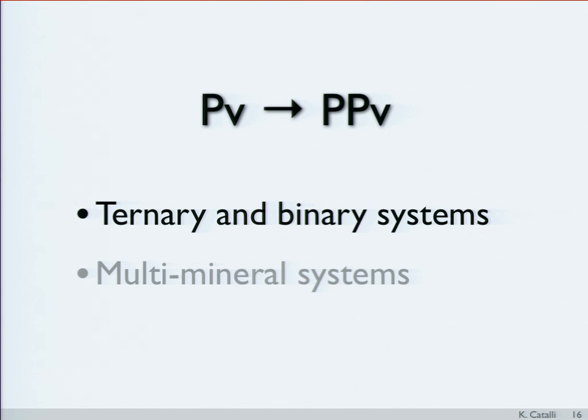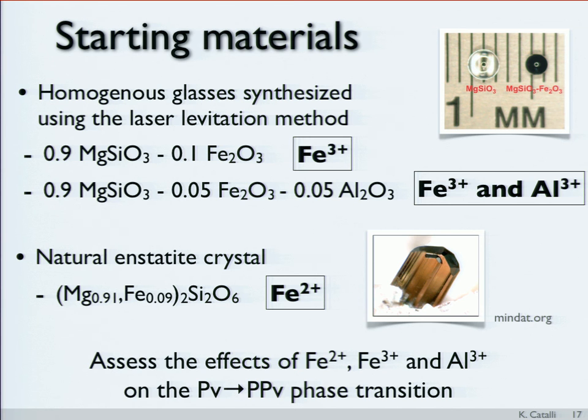So I'm going to split up the talk into two parts, looking at the perovskite to post-perovskite transition, PV to PPV. The first part is about the ternary and binary systems, and the second part will be multi-mineral systems. My starting materials are homogeneous glasses that, again, I powder up and put in the sample. And I'm going to look at three compositions here.